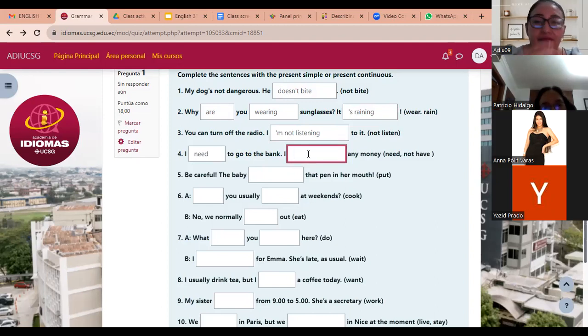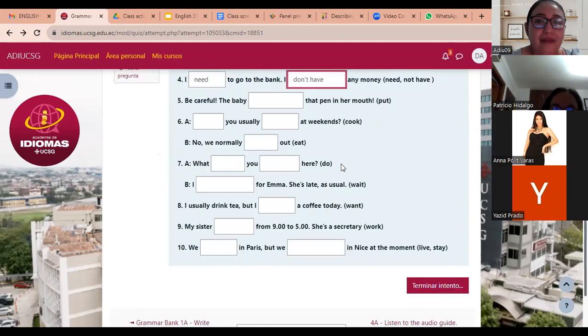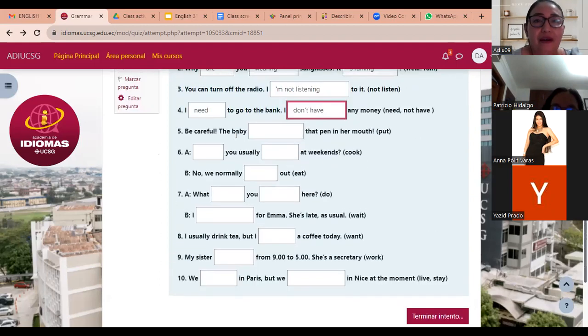I don't have any money, right? That's why you have to go to the bank. Number 5, be careful, the baby. Contraction, right? The baby's doing what?